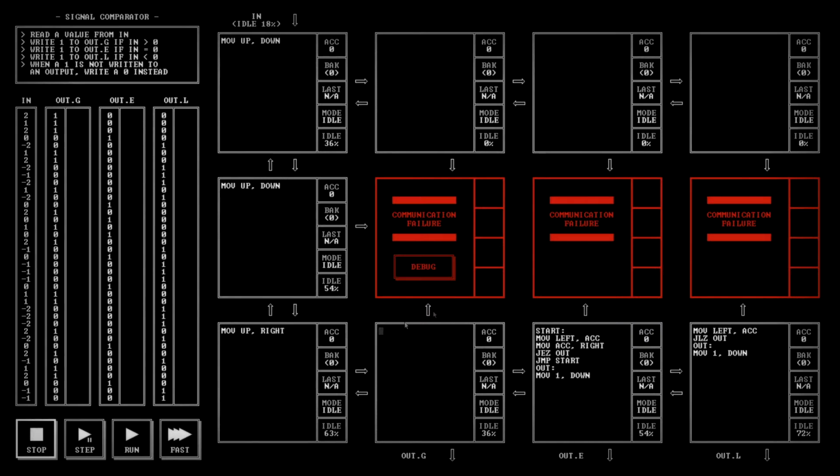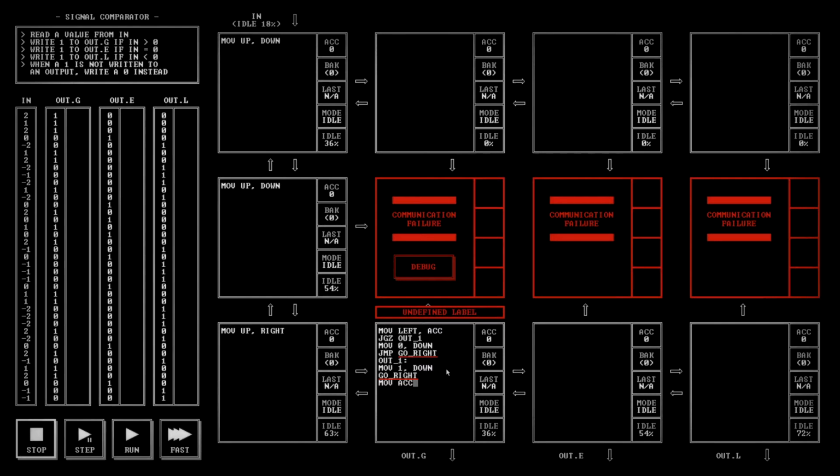Basically, let's go ahead and start fresh. We do need to get our number moving in. So we want to move left into the accumulator. Now, if it is greater than zero, we want to go to out one. Otherwise, we want to move zero down, and then we want to jump right. Go right, move accumulator to the right.